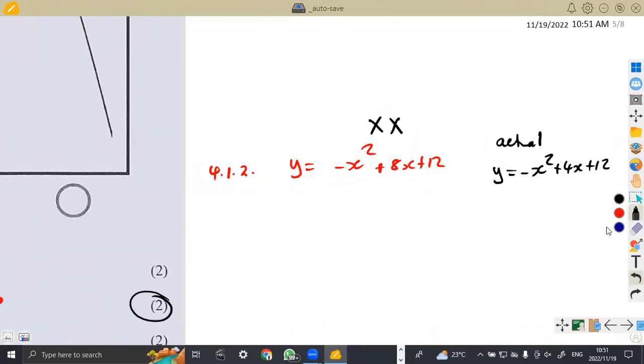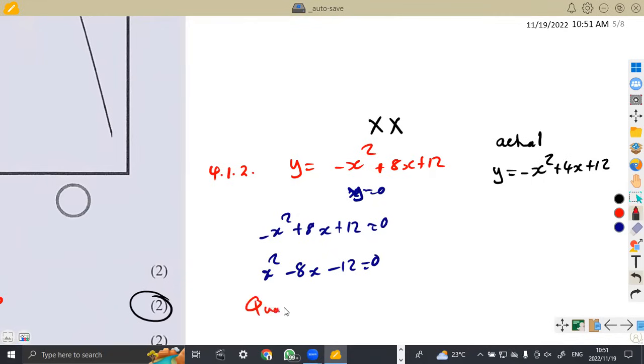I want you to see something. If y is equal to 0 here, that means we are going to have minus x squared plus 8x plus 12 equal to 0. We can avoid the negative by dividing through by negative, giving x squared and so on equal to 0. We can't solve this. We do not have factors here. So we end up using the quadratic formula to solve this, which for 2 marks is impossible.